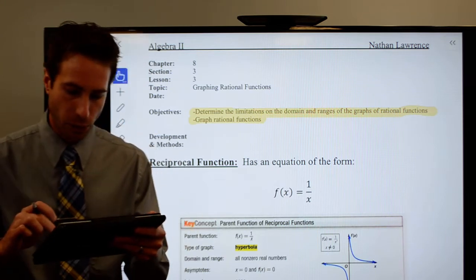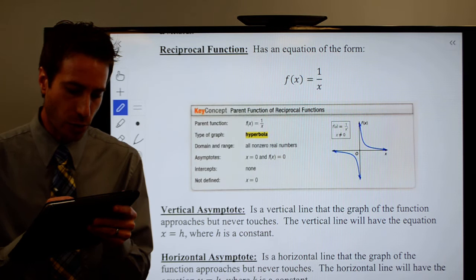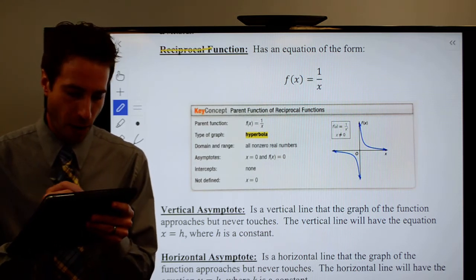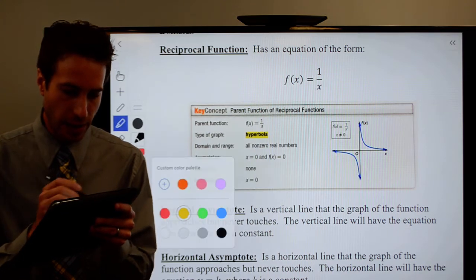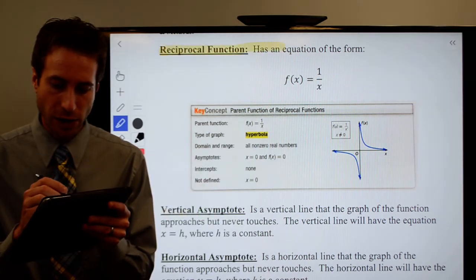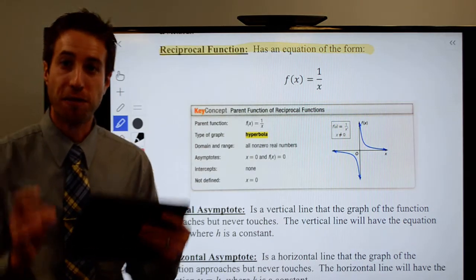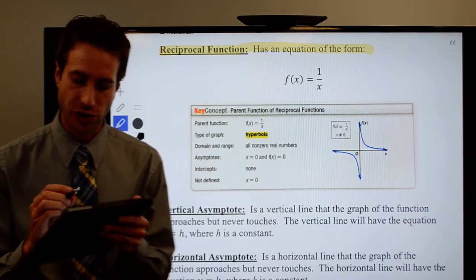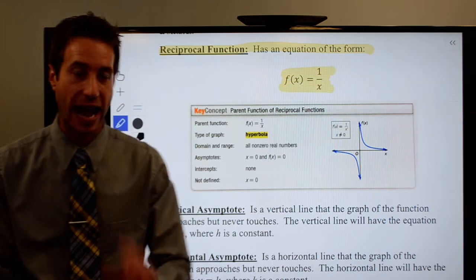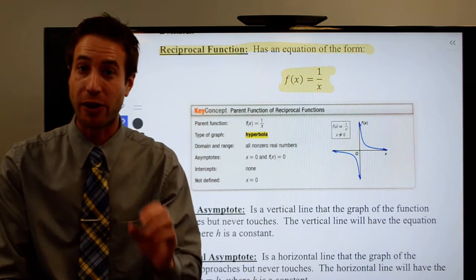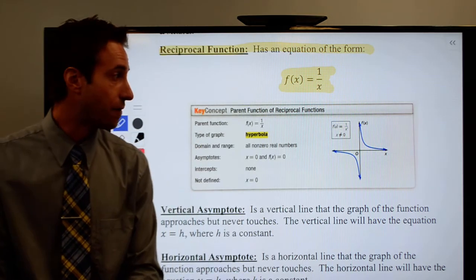So here we go. First, the rational function. We're going to start with the parent function. The reciprocal function is essentially the parent function for rational functions, and it's just this guy right here, f of x equals 1 over x. This is the parent function for rational functions, all right?